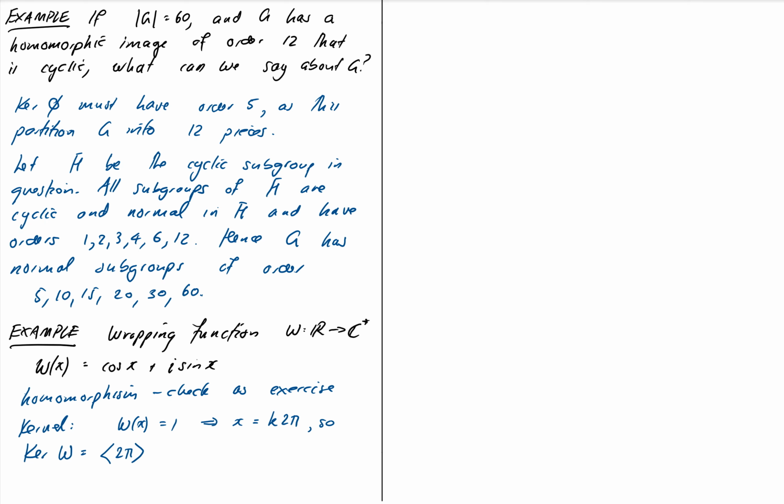Therefore, by the first isomorphism theorem, the factor group of the reals with the kernel of our mapping, which is the cyclic subgroup generated by 2 pi, is isomorphic to the homomorphic image, which is just the unit circle. So w of just 0 to 2 pi, which is called the circle group.